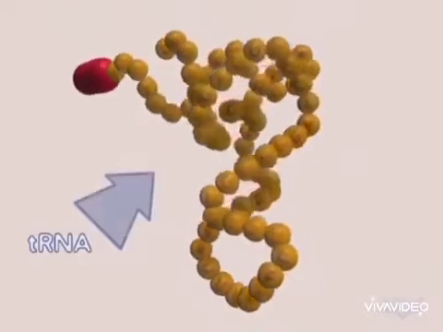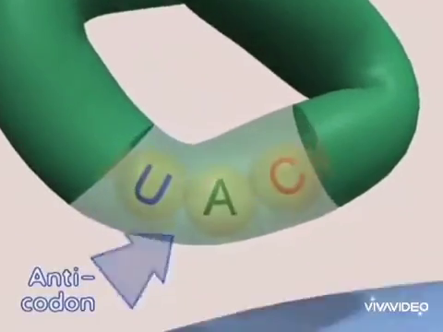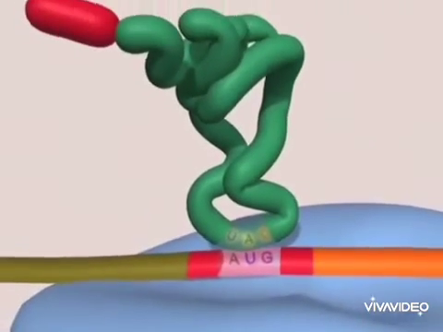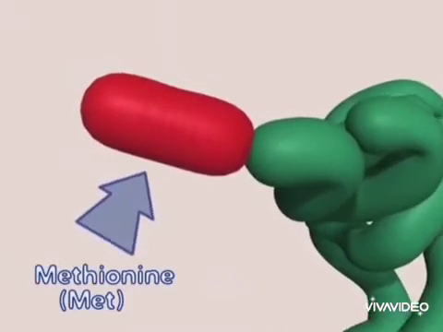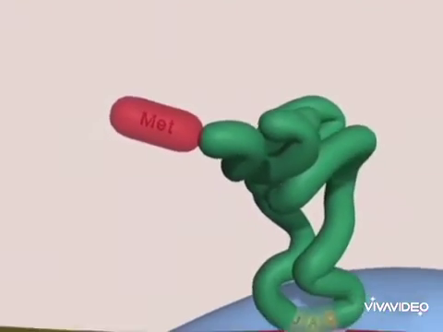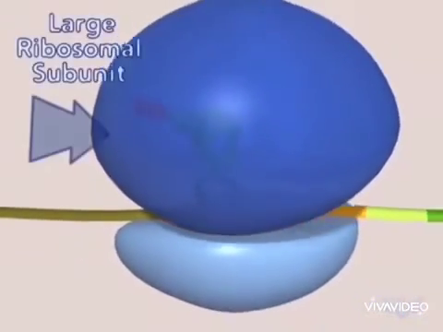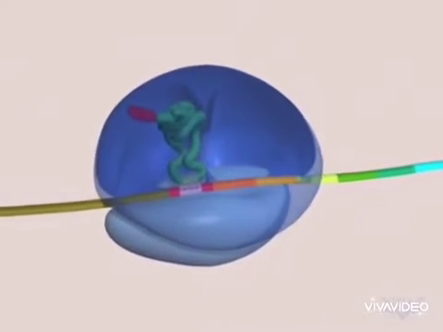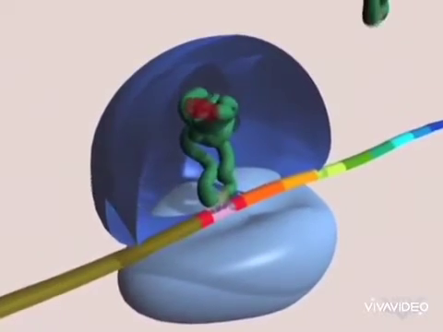tRNA is another key molecule, which I mentioned above. It contains an anticodon that is complementary to the mRNA codon to which it binds. Each tRNA is typically attached at its end to the corresponding amino acid. Methionine corresponds to the AUG codon. The large subunit of the ribosome now binds to create the peptide or P site and the amino acid or A site.